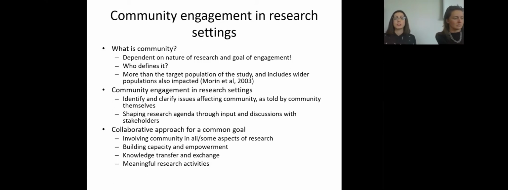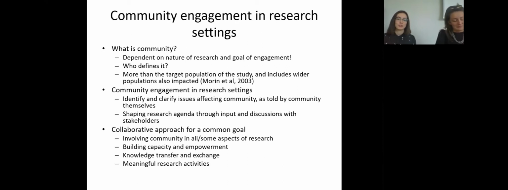So community engagement in research settings often seeks to identify and clarify issues affecting a community as told by the community themselves. The community can therefore shape the research agenda through input and discussions with the researchers and with other stakeholders.